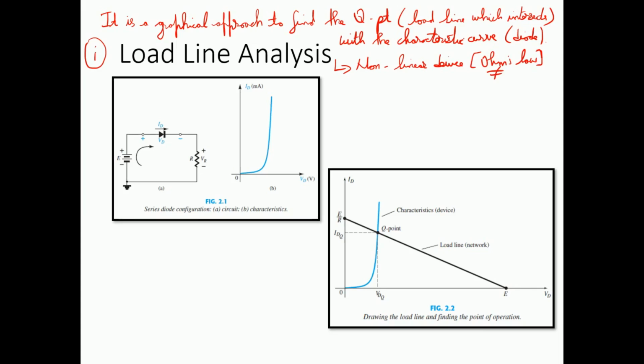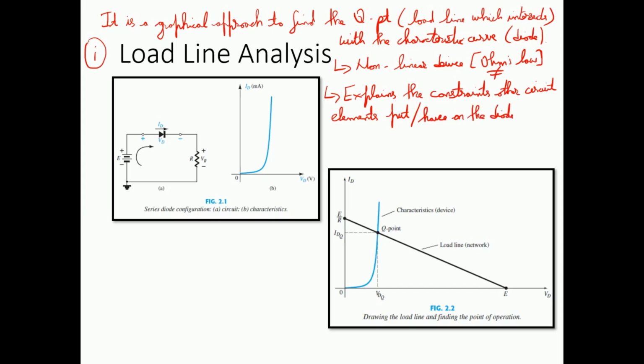So basically we can say that load line explains the constraints other circuit elements put or have on the diode in any given circuit, a network or a circuit. So basically load line tells us how much the load is coming from any other element onto the diode.